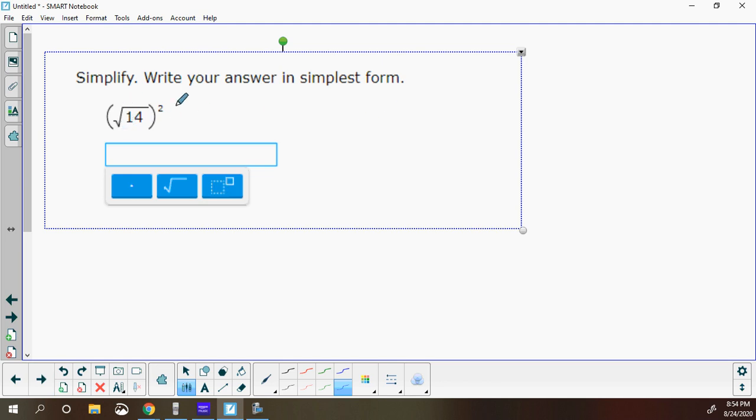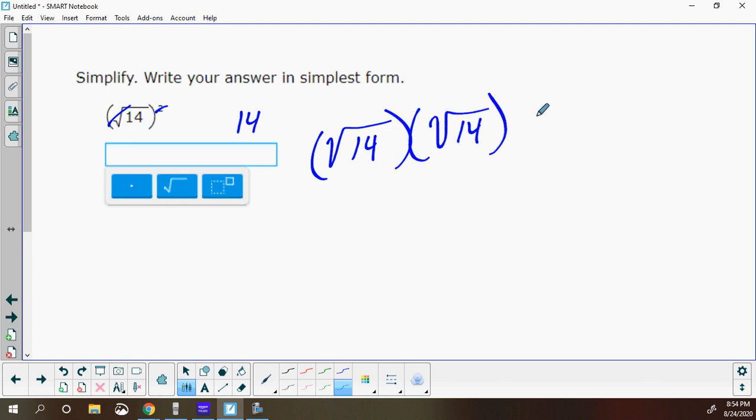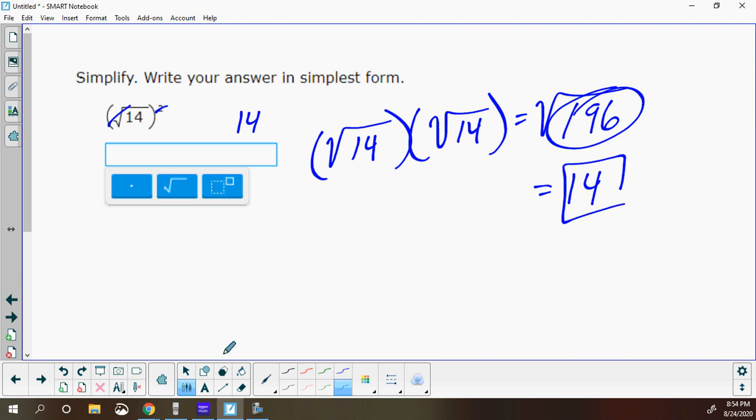Guys, just take the shortcut here. This and that essentially cancels. 14. But again, if you don't believe me, do 14 times root 14 again. The notes tell you it's 14. If you want to multiply it, then it's 196. This is a perfect square, which is 14. Either way you want to dice it.